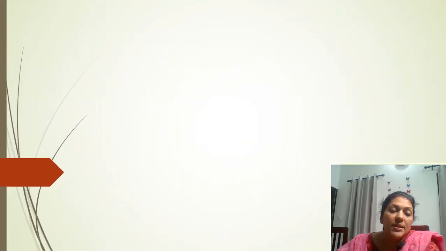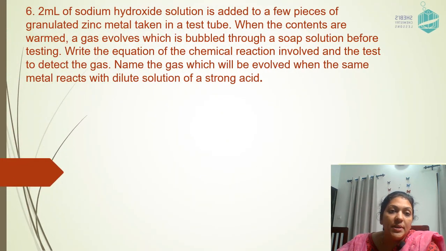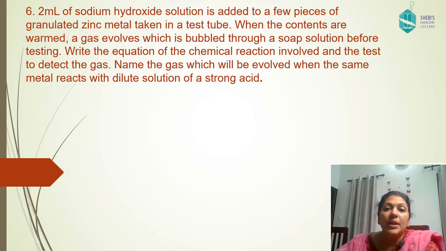Moving to the sixth question. 2 ml of sodium hydroxide solution is added to a few pieces of granulated zinc metal taken in a test tube. Then we have warmed the test tube. That time a gas started to evolve. Okay, and we have to write the equation of the chemical reaction involved and the test to detect the gas. Name the gas which will be evolved when the same metal reacts with a dilute solution of a strong acid.